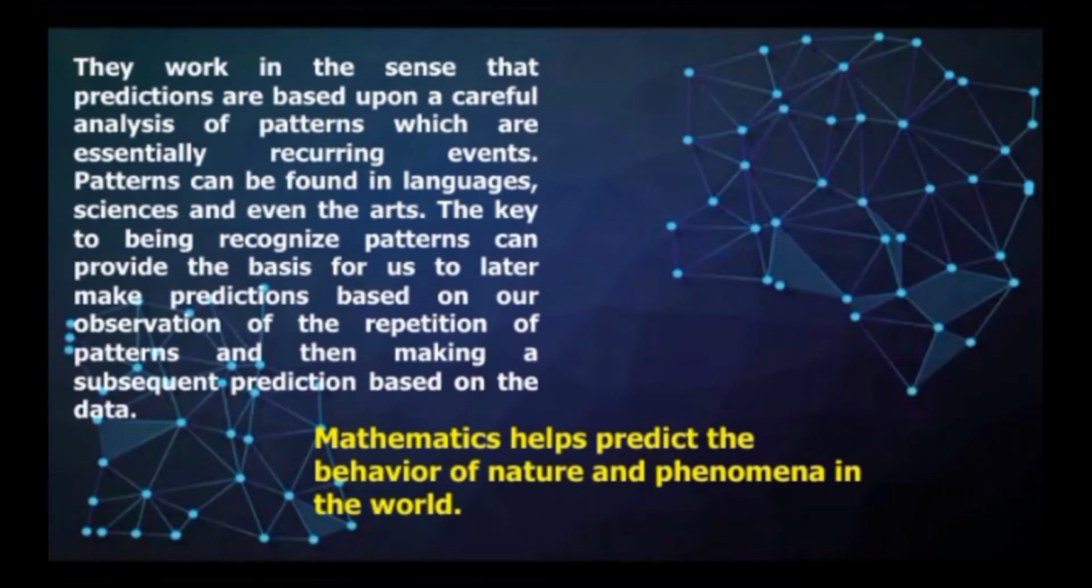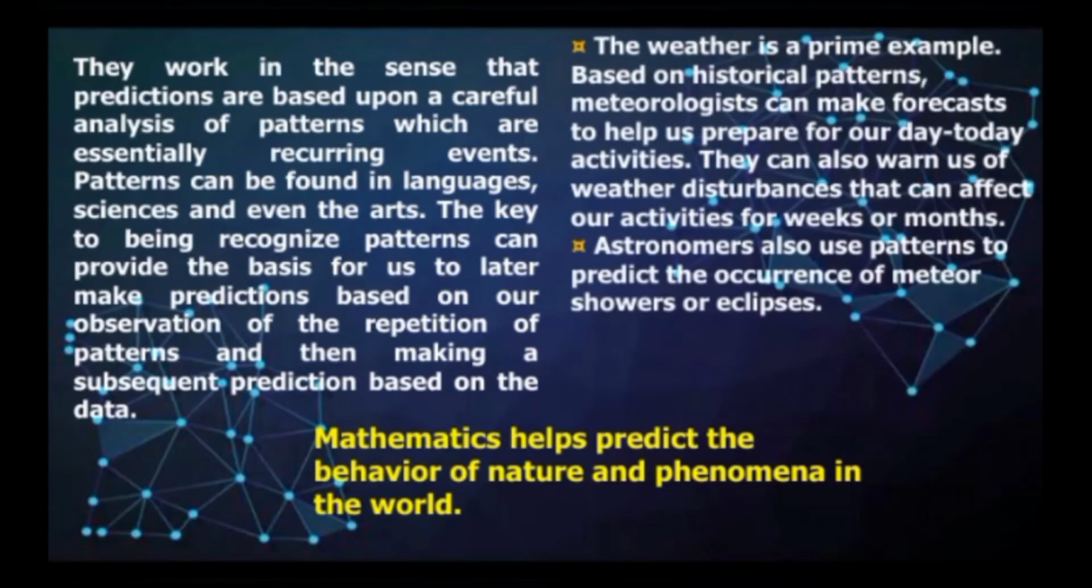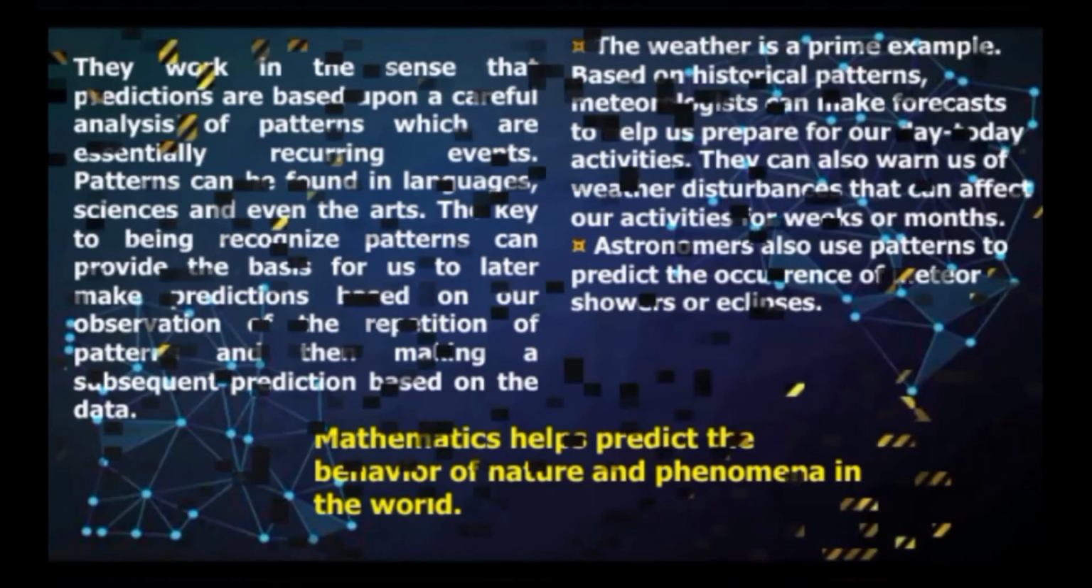Mathematics helps predict the behavior of nature and phenomena in the world. Examples of these: the weather is a prime example. Based on historical patterns, meteorologists can make forecasts to help us prepare for our day-to-day activities. They can also warn us of weather disturbances that can affect our activities for weeks or months. Astronomers also use it to predict the occurrence of meteor showers or eclipses.